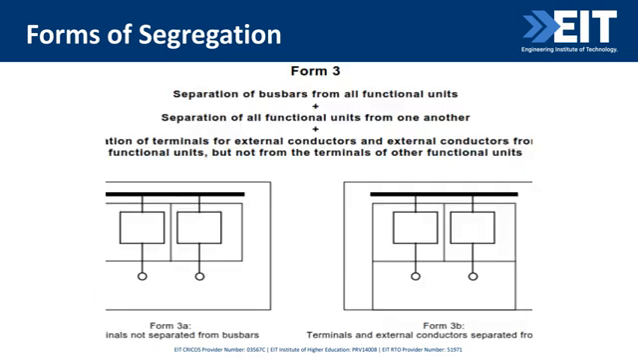Now a form 3 obviously is the next step up. And here we still have a separation from our bus bar to our functional units. However, we now have separation between our functional units, so they're separated from one another. Now again, we're not too worried about what happens with our cabled connections for a form 3.